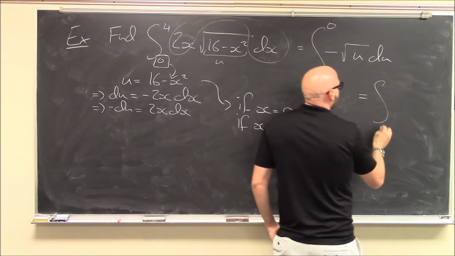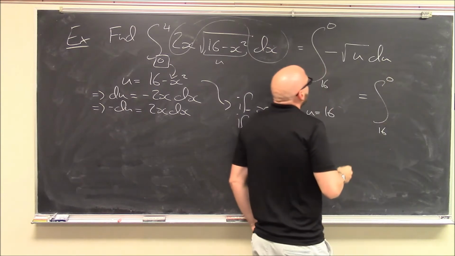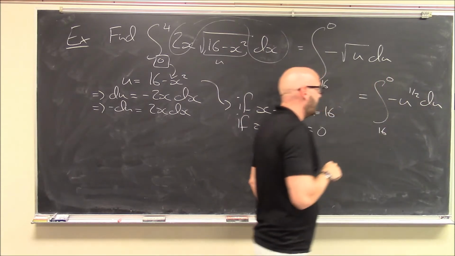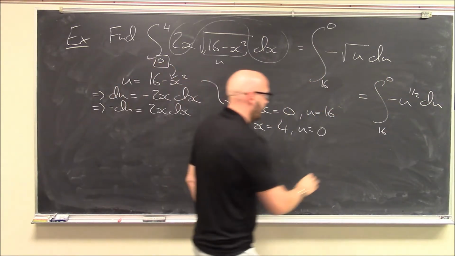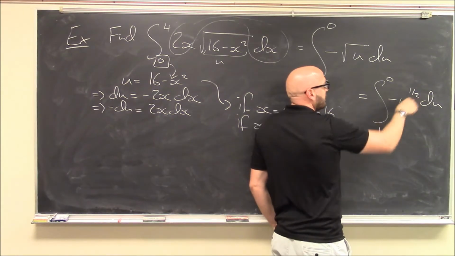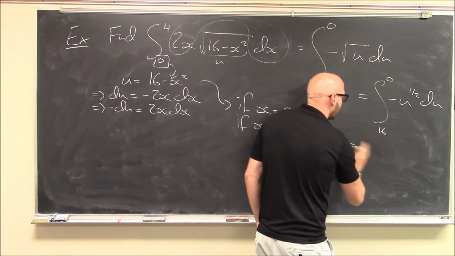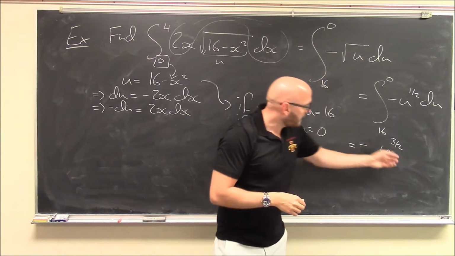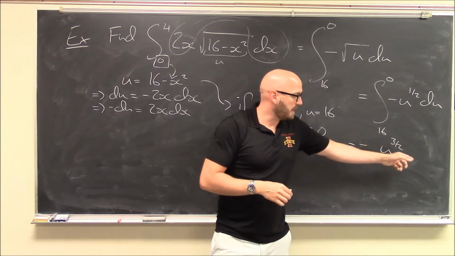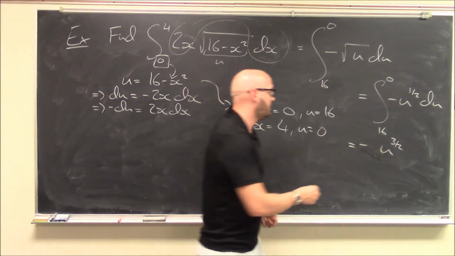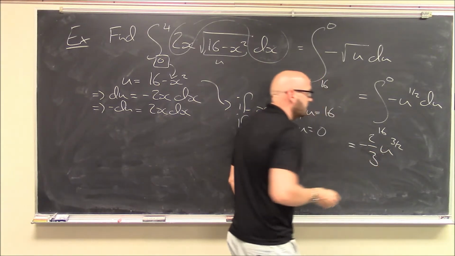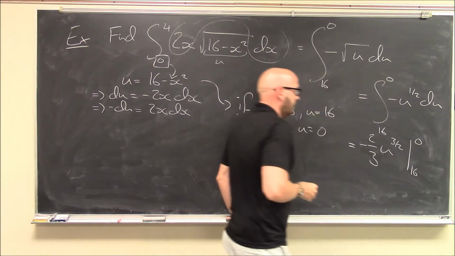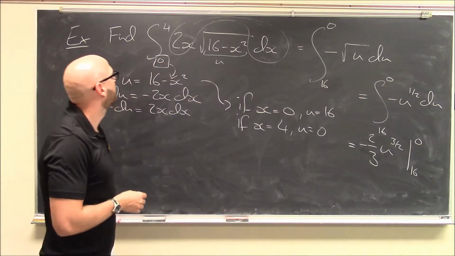So this becomes the integral from 16 to 0 of minus, I'm just going to write this as an exponent because it's easier, minus u to the 1/2 du. And we'll integrate that. So the integral of minus u to the 1/2 is minus u to the 3/2 divided by the new power. Dividing by 3/2 is the same as multiplying by the reciprocal, multiplying by 2/3. So minus 2/3 u to the 3/2. And this goes from 16 to 0.